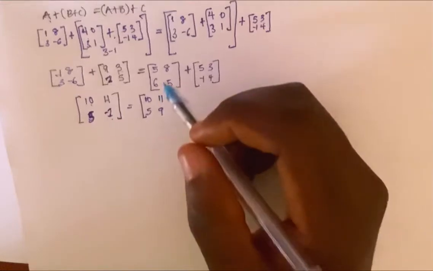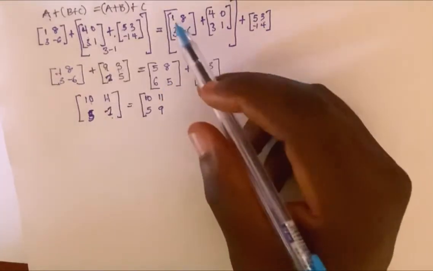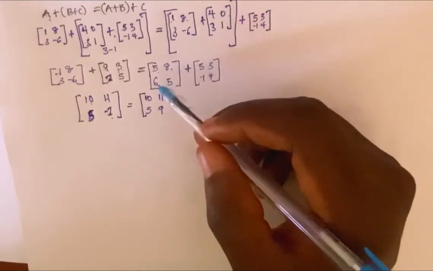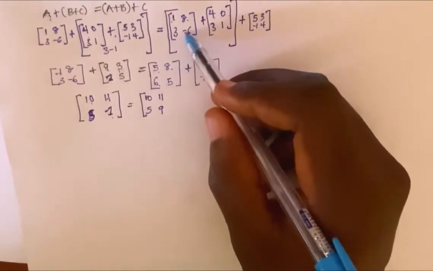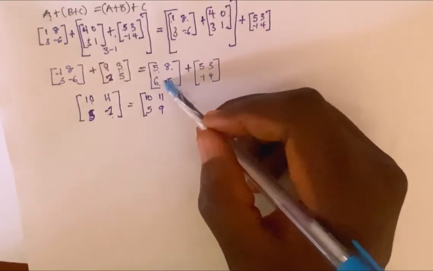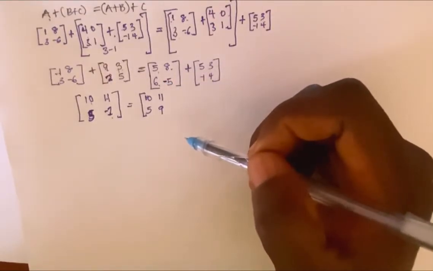Alright. Then in this case also, 1 plus 4 is 5. 8 plus, this is 8. 3 plus 3, that's 6. Then minus 6 minus 1 is minus 5. This is where the mistake comes from. Exactly. So that's just it.